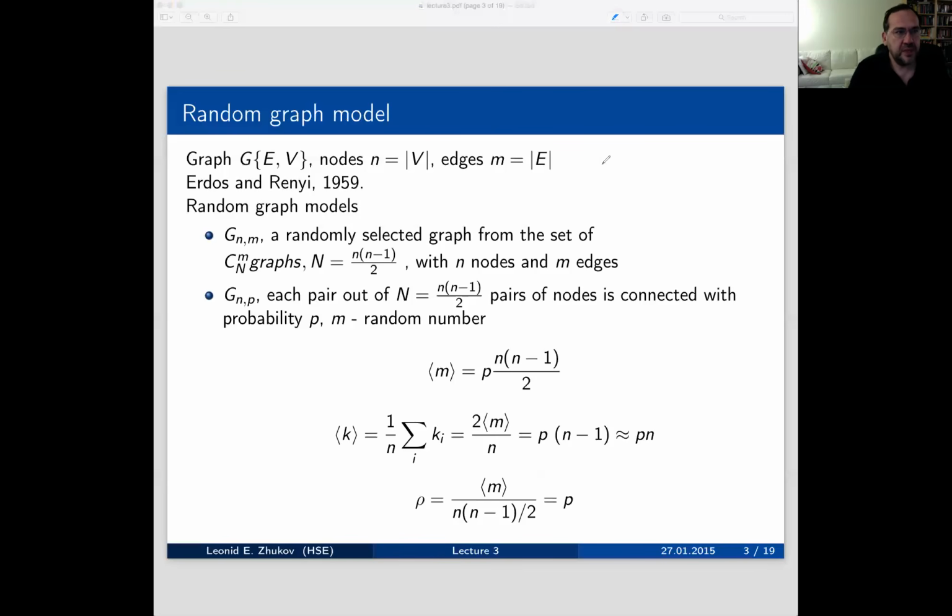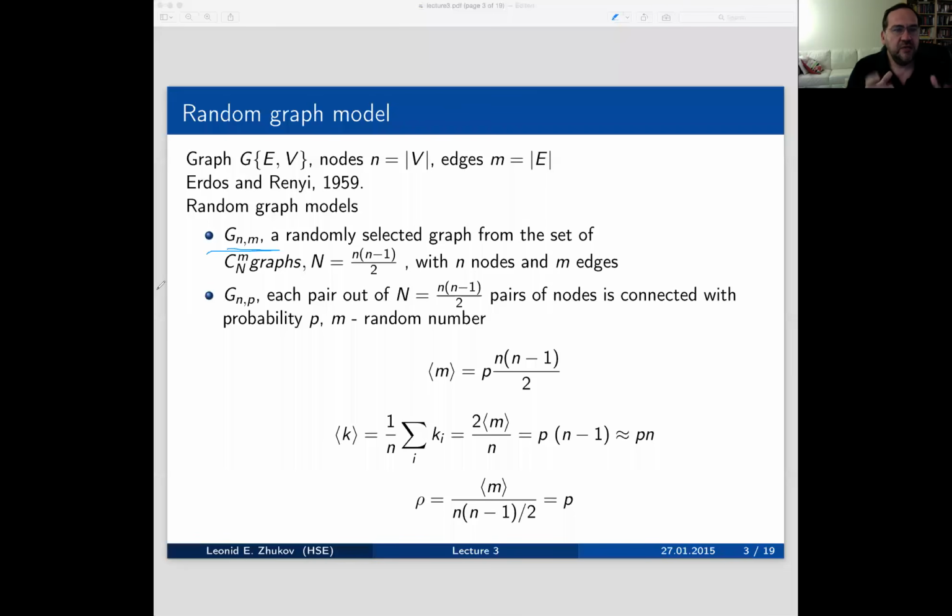Okay, so there are two models one can think of. One is the so-called G(n,m) model. So the idea is you want to build a random graph with n nodes and m edges. And the way this is done is you select one of all possible graphs with m edges and n nodes.